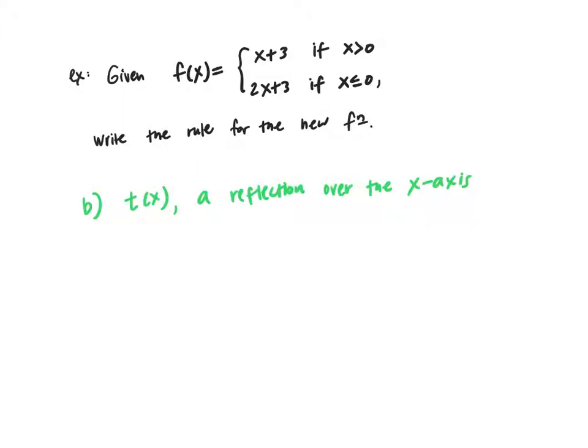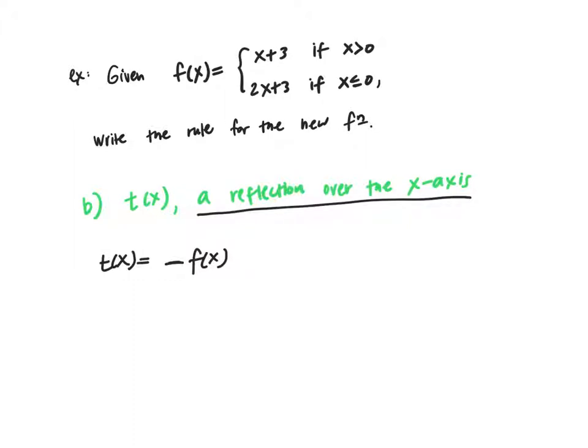Let's take a look at this example. Now you have to find the new rule for t of x, a reflection over the x-axis. So what would t of x look like in terms of f of x? Well, a reflection over the x-axis is a vertical reflection, so you're going to have stuff happening on the outside, because it's your output that's changing. So you take your f of x and multiply it by a negative. That is a vertical reflection, or reflection over the x-axis.